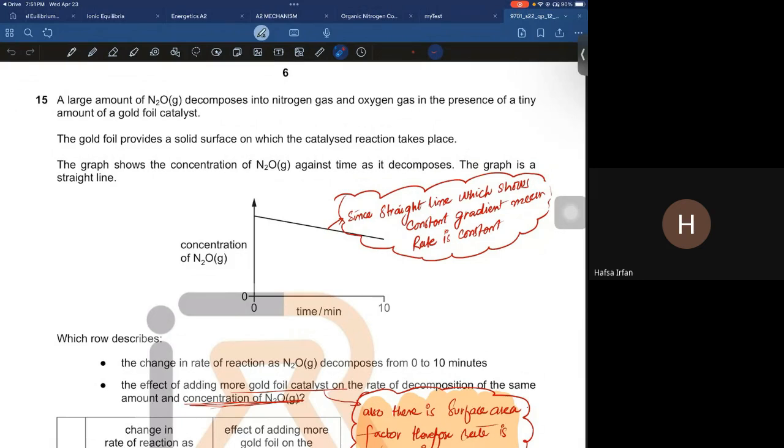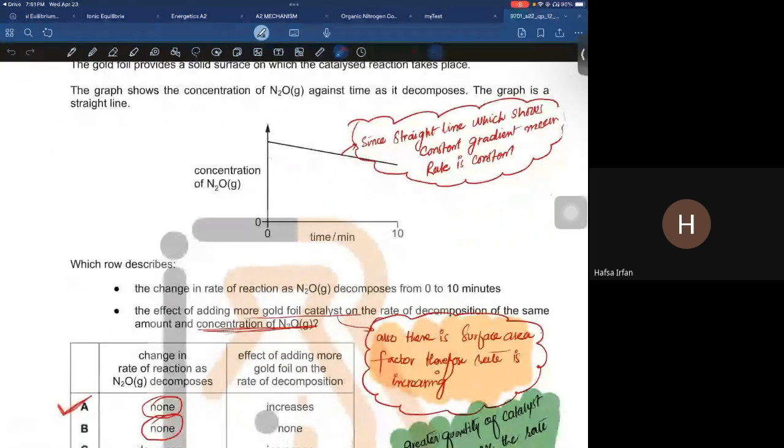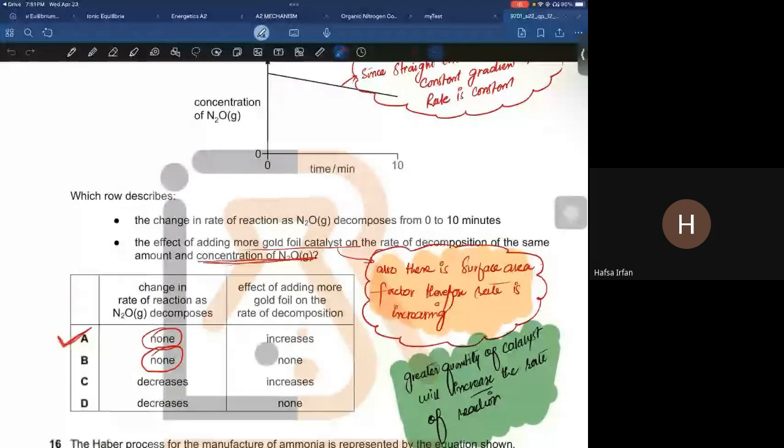The gold foil provides a solid surface on which the catalyzed reaction takes place. The graph shows the concentration of N2O against time as it decomposes. The graph is a straight line. Which law describes the change in rate of reaction as N2O decomposes from 0 to 10 minutes?